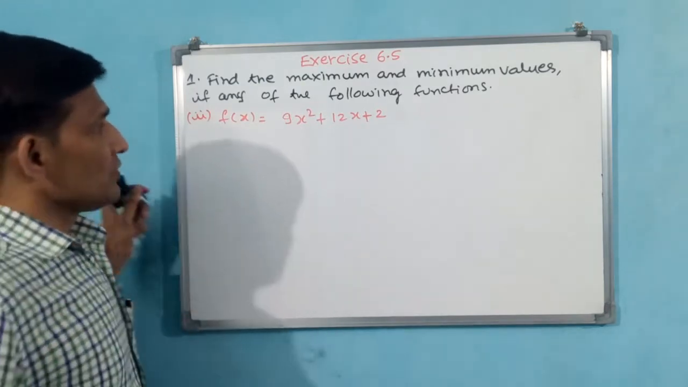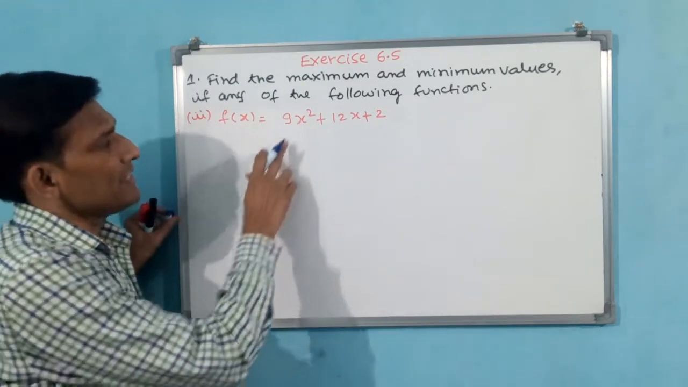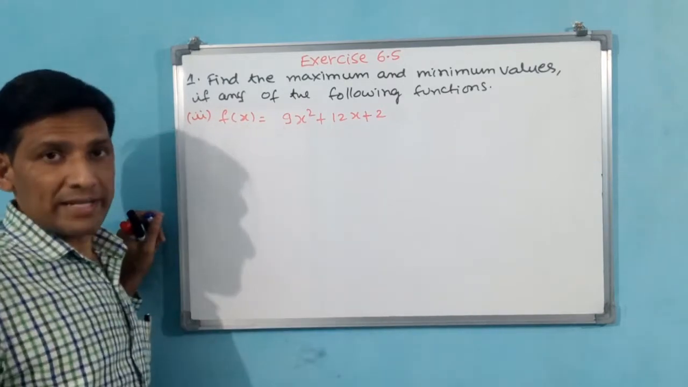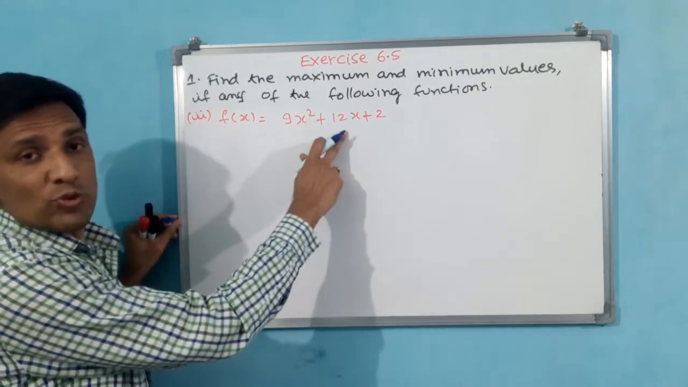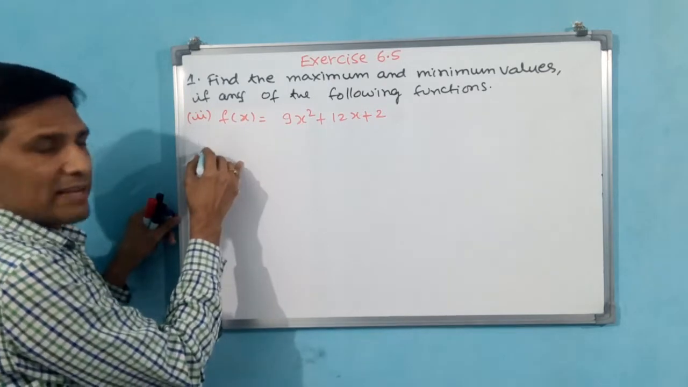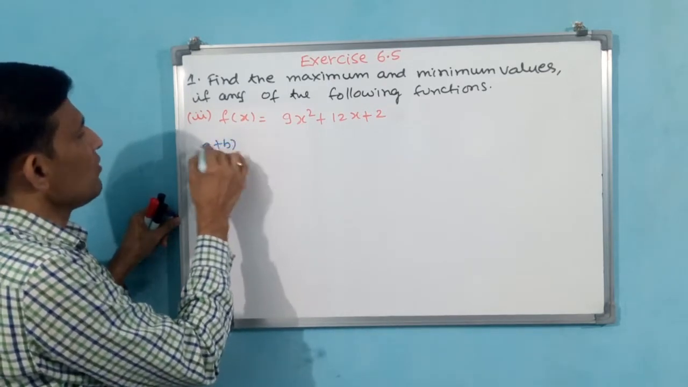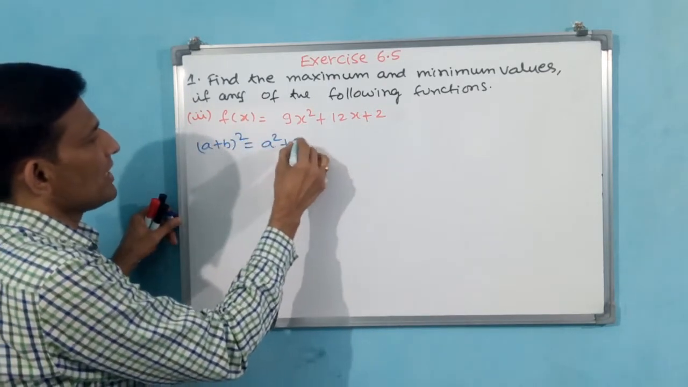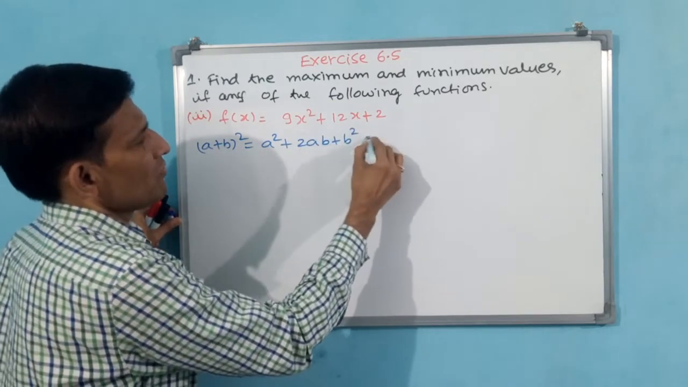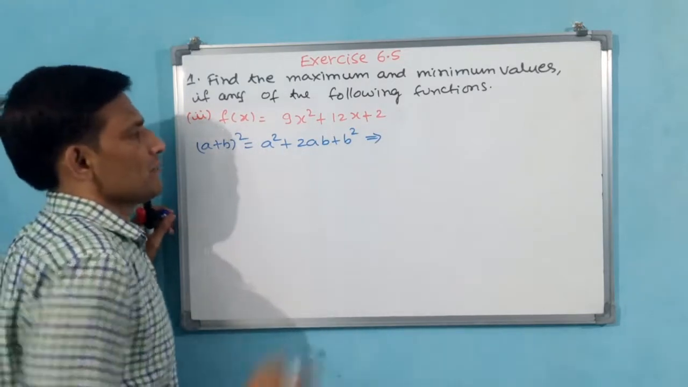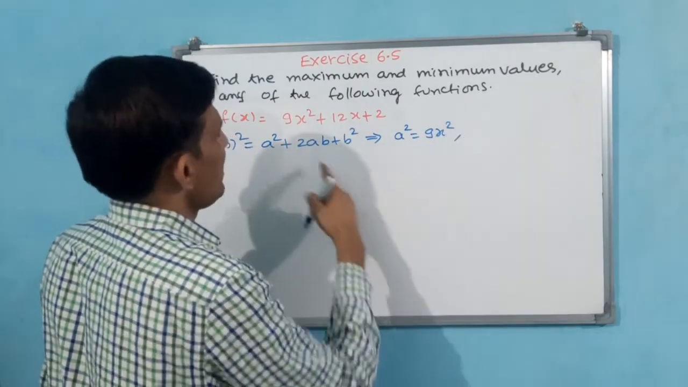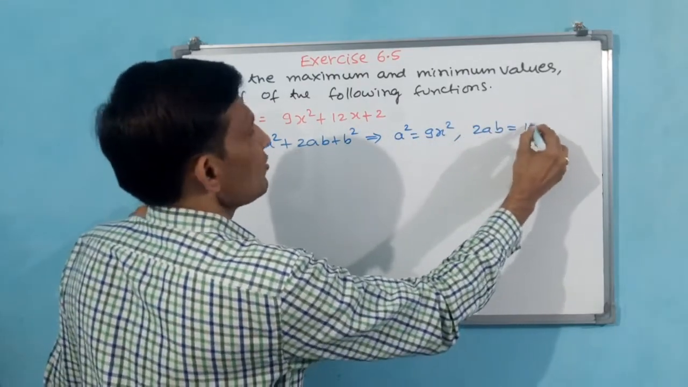Carefully if you observe here, it is like ax square plus bx plus c, not just ax square plus bx. A plus b whole square is like there. A square plus 2ab plus b square. Is it okay? Yes, definitely okay. You see here, I am writing again one formula. A plus b whole square is equal to a square plus 2ab plus b square. It implies, you see what I am writing. A square is equal to 9x square, comma 2ab is equal to 12x.